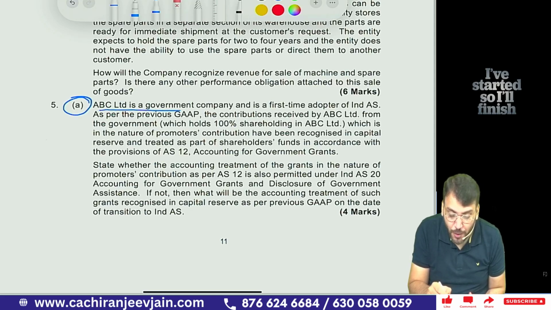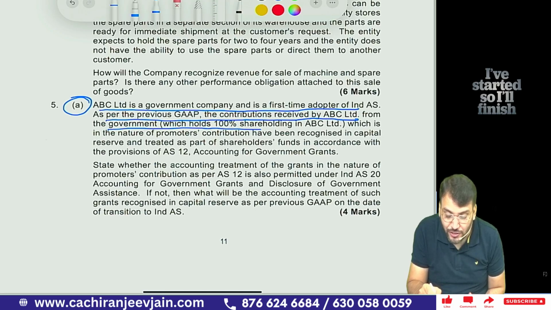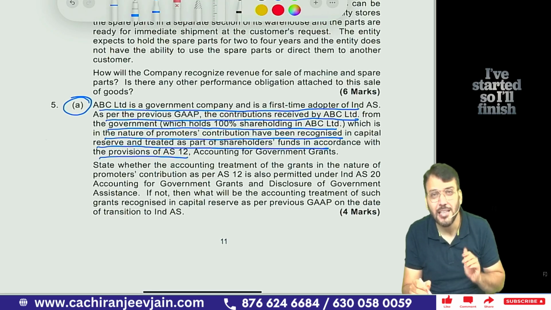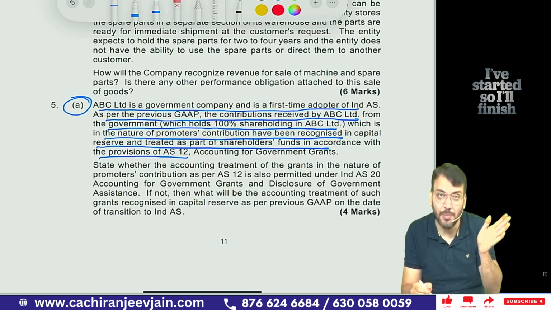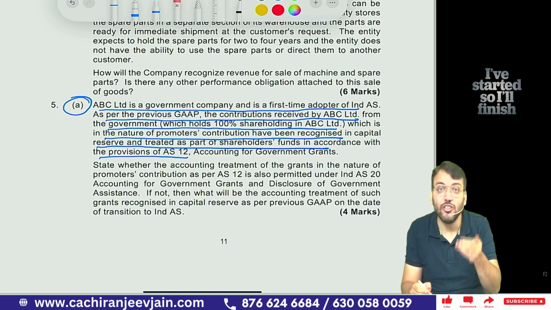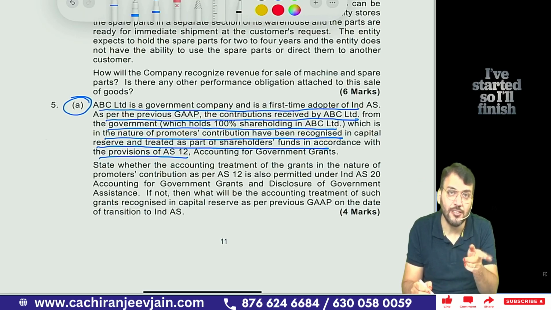ABC Limited is a government company and is a first time adopter of Ind AS. As per the previous GAAP, the contribution received by ABC Limited from the government, which holds 100% shareholding in ABC Limited, which is in the nature of promoter contribution, has been recognized in capital reserve and treated as a part of shareholders' fund in accordance with the provision of AS 12. Now as per previous GAAP AS 12, if any government grant is in the nature of promoter contribution, we used to transfer it directly to capital reserve.